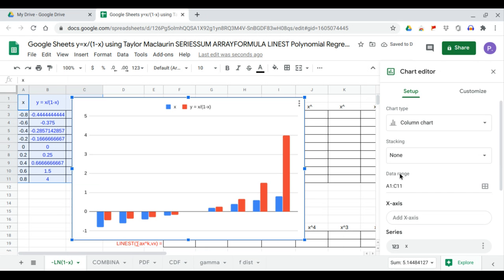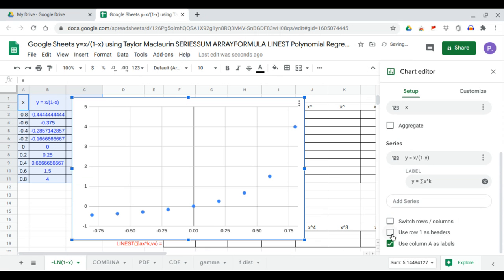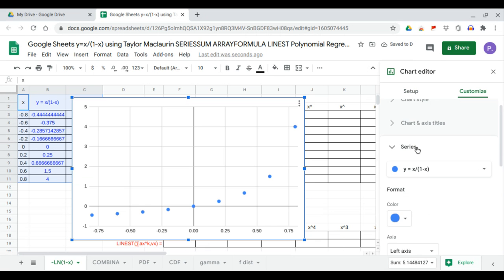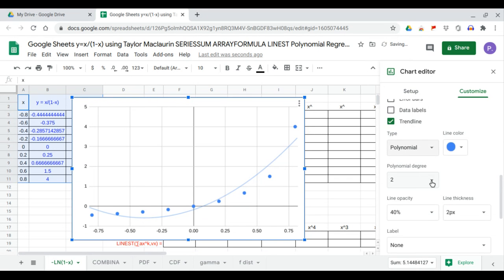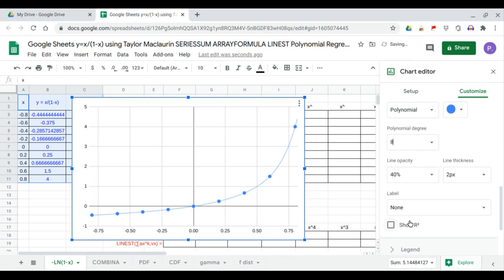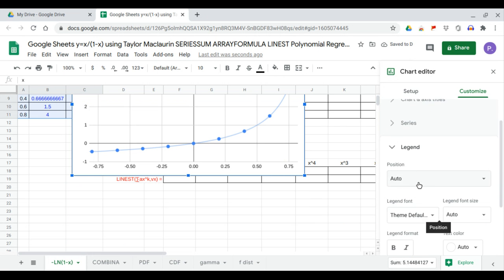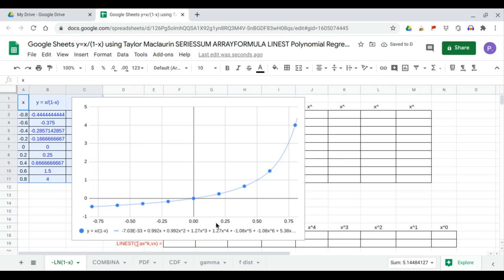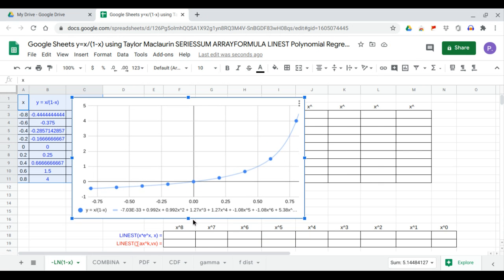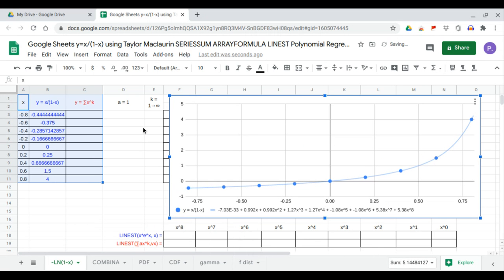And we'll chart this. We use scatter chart and generate the trend line polynomial to the degree 8. Show the equation as label and relocate it at the bottom. So here we have the trend line and the trend line polynomial of the y equals x over 1 minus x.